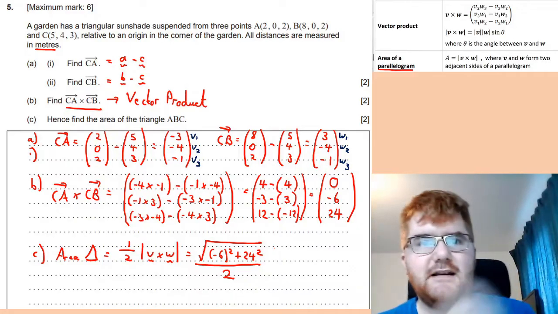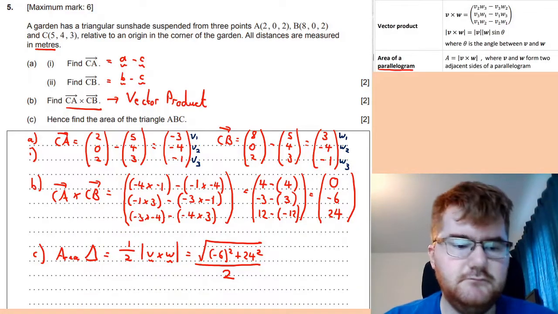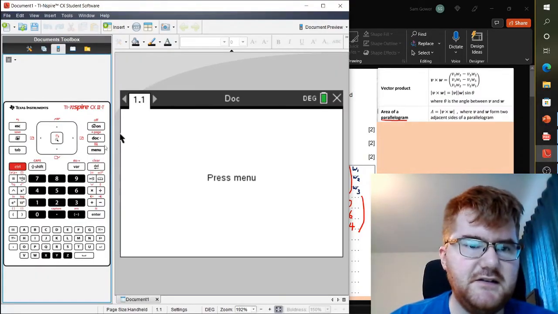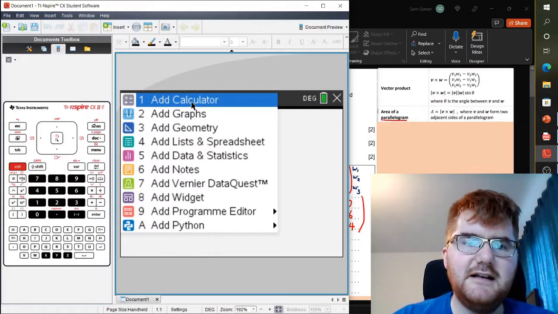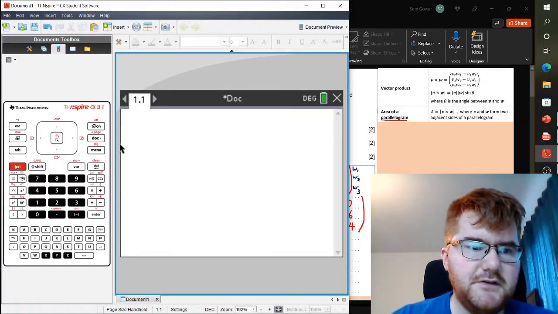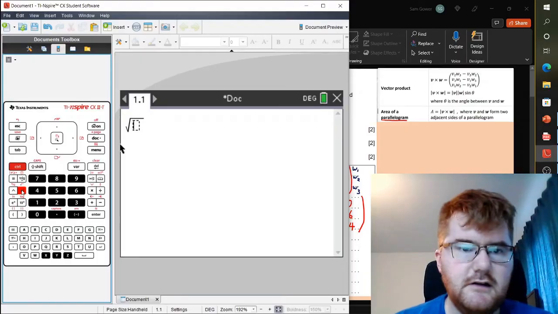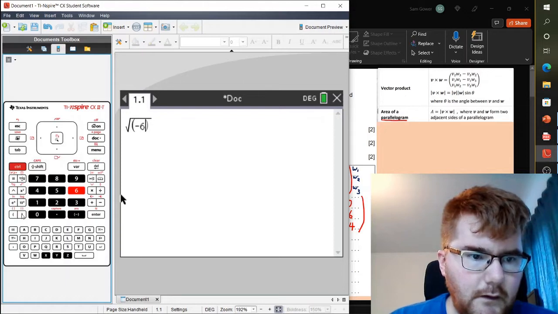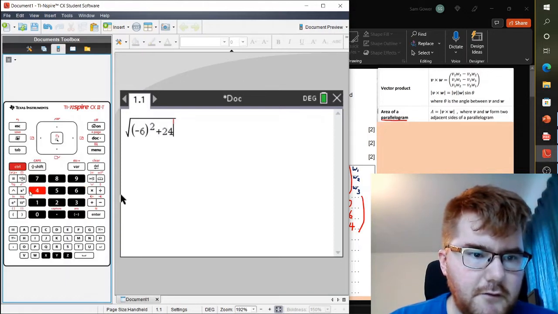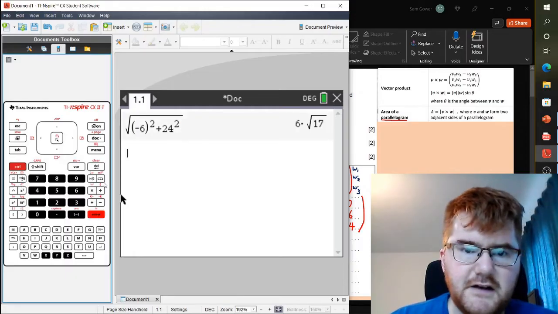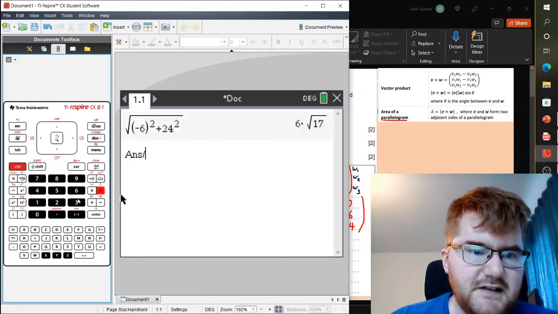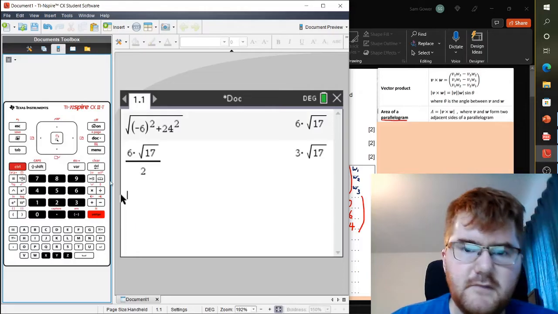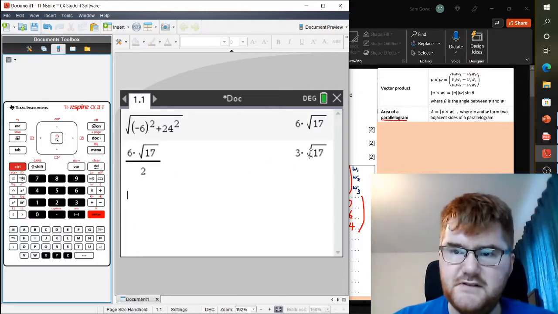So I'm going to go over to my calculator now and work that out. So let's pop this in. I've got my normal calculating view open here. So we want to do the square root of, and I'll make sure I put this in brackets, minus 6, close brackets, all squared, plus 24 squared. Get an answer. And then we want to take that answer and divide that by 2. And we get the answer of 3 root 17.